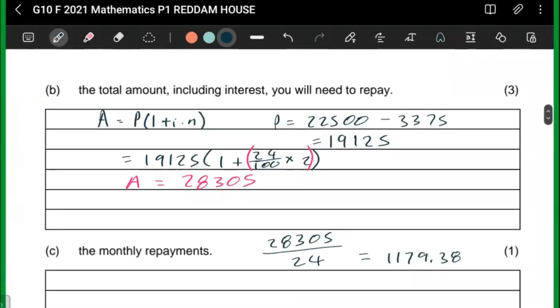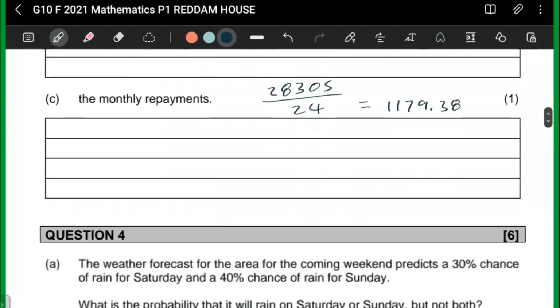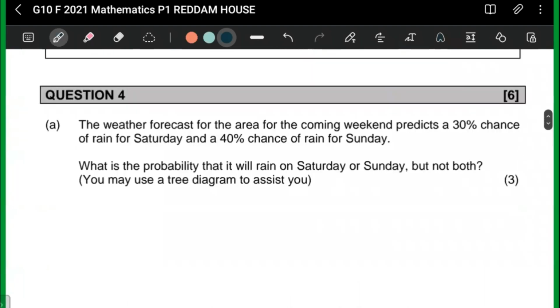Let's move on to question 4. Question number 4, here we are. It says the weather forecast for the area for the coming weekend predicts a 30% chance of rain for Saturday and a 40% chance of rain for Sunday. What is the probability that it will rain on Saturday or Sunday, but not both?